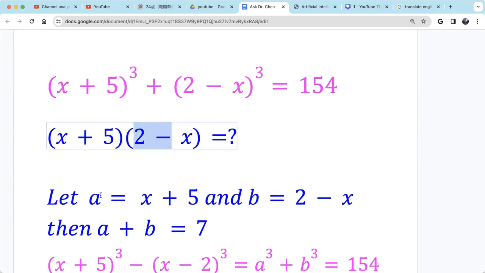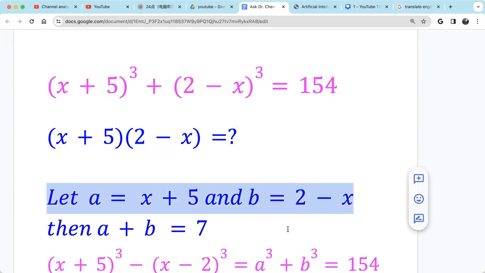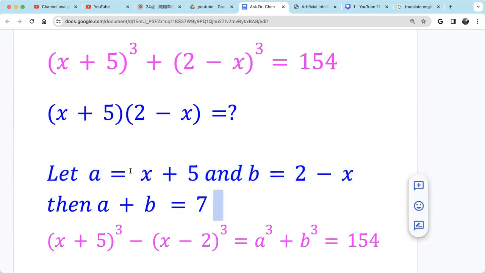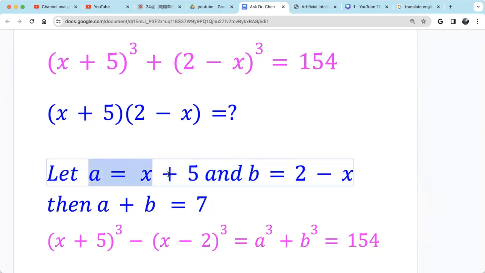So we let a equals x + 5 and b equals 2 - x. We want to use a substitution, so once we get the values of a and b, we can substitute back to x. Why do we want to do that? Because when we add a and b, we get rid of x. We have x minus x, that's 0, and 5 plus 2, that's 7. So a + b = 7 will help us a lot.